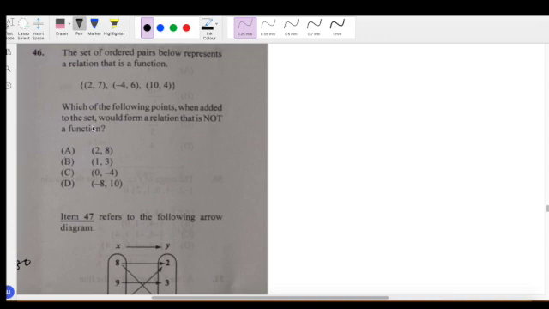Which of the following points, when added to the set, would form a relation that is not a function? So this one is a function. And that means that when you have one value of x, you will get one unique value of y. So for every value of x, you will have one value of y.